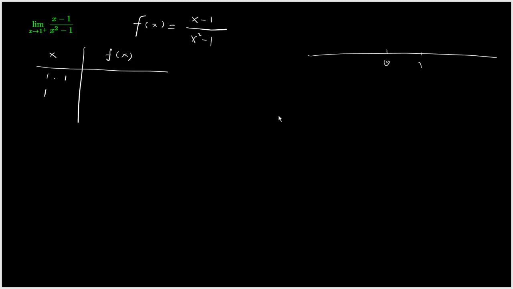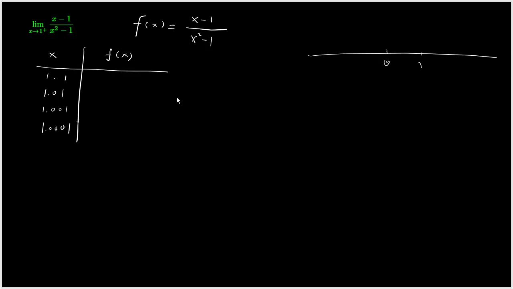I want to repeat: the limit is determined by the values of x very close to 1 but not equal to 1. You cannot choose 1. It has to be greater than 1. The first number I chose is 1.1. The next number, 1.01. The number after that, I want to use 1.001. And the next number, 1.0001.